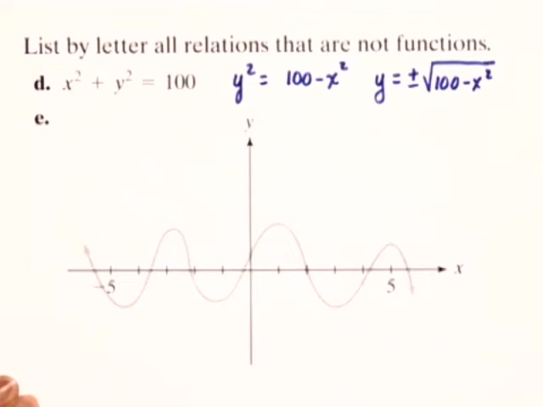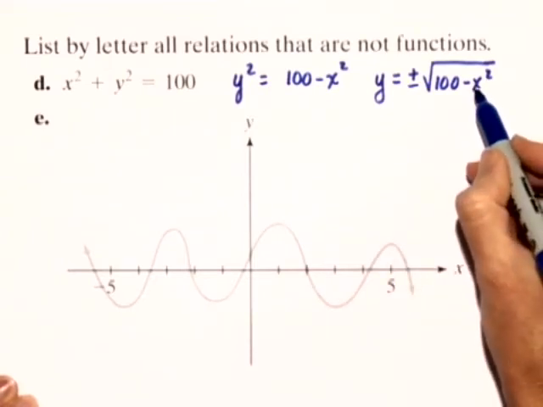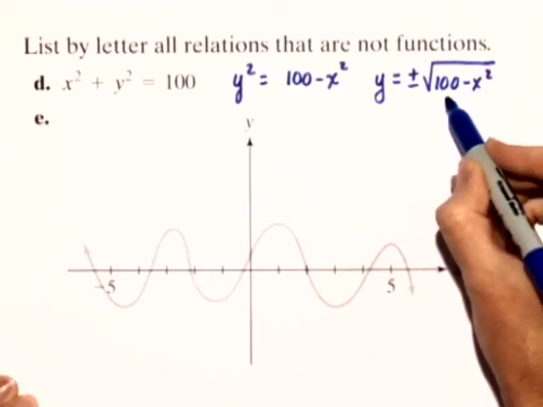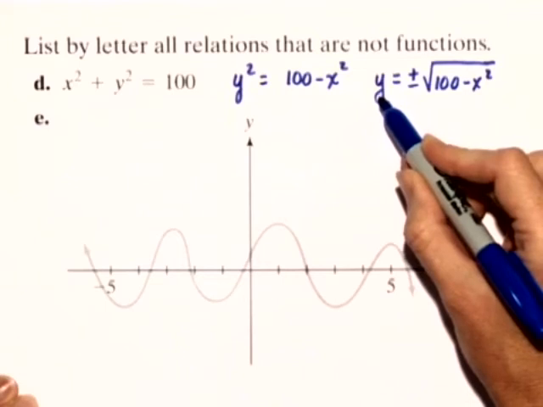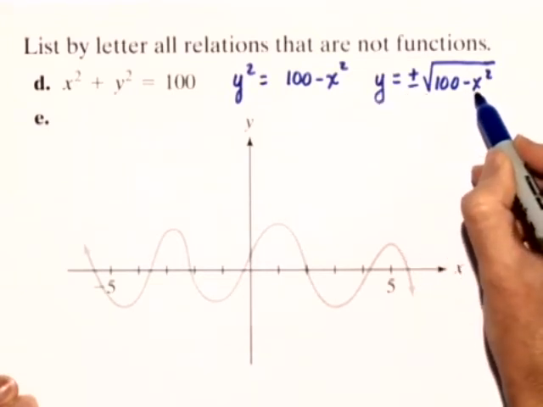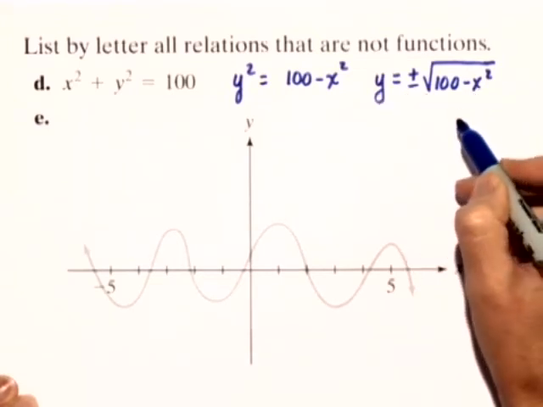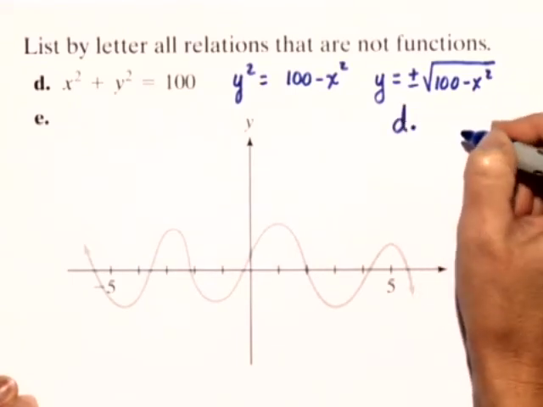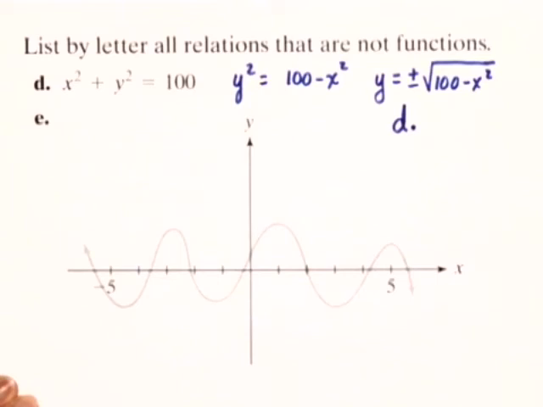Now notice what happens. If 2 or more values of y can be obtained for a given value of x, then the equation is not a function. So suppose we put in a value for x, like 0. That's an easy value to put in. We would have plus or minus the square root of 100. That means y would give us 2 different values for one value of x, and therefore it would not be a function. So we'll also list D among those that are not functions.